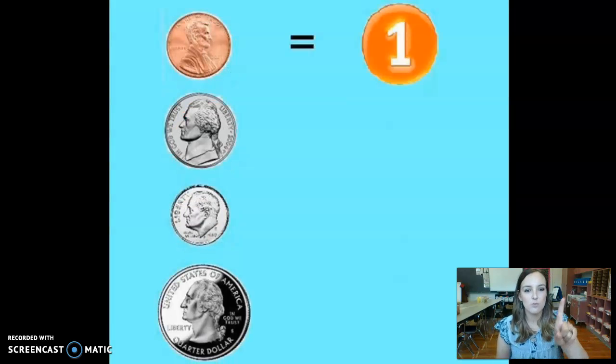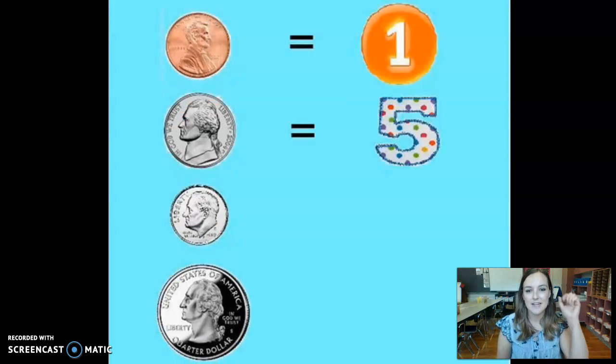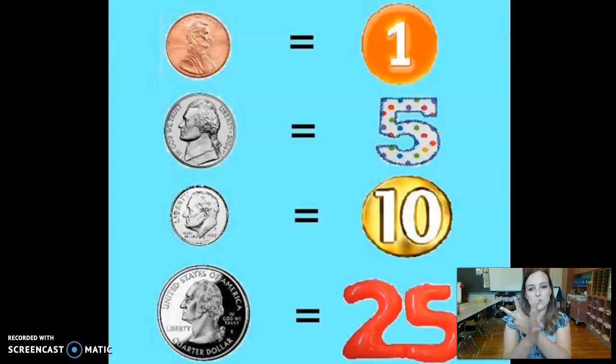A penny is one, a nickel is five, a dime is 10, and a quarter's 25.